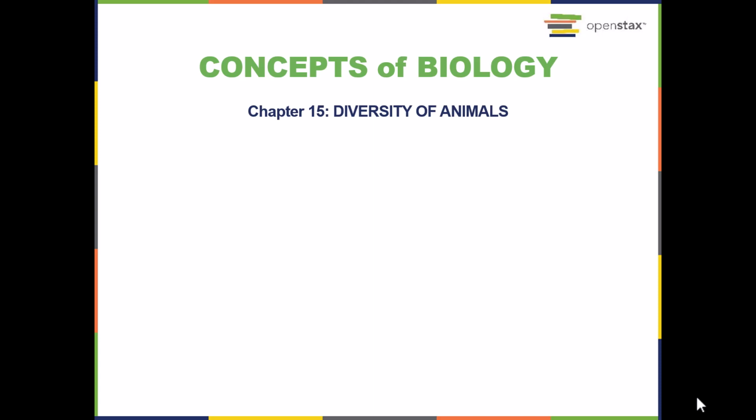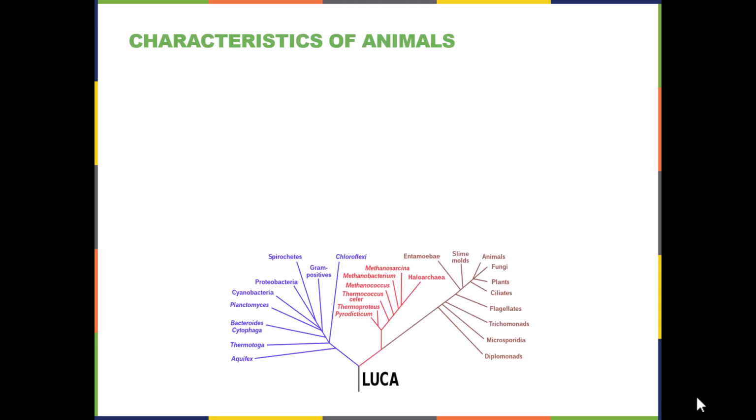This video will look at the diversity of animals. What are some of the basic characteristics of animals? They're eukaryotic. So remember, on our evolutionary tree, everybody in blue and red here is prokaryotic, everybody else is eukaryotic. So they're part of that eukaryotic group.